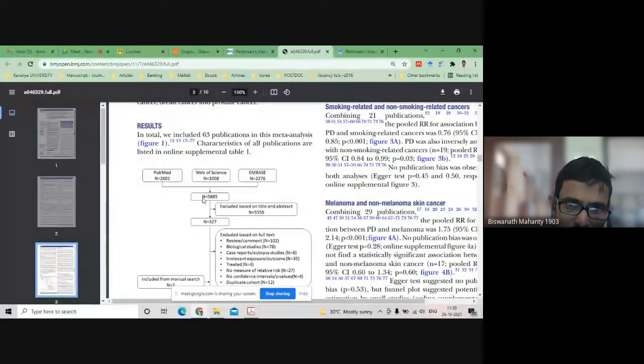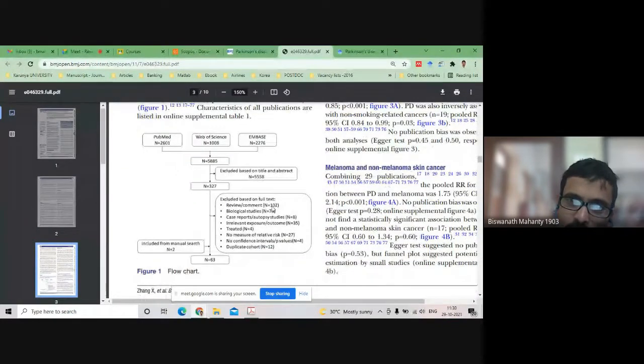Combining all together, 5,885 articles. Okay? Maybe there are some replicates, maybe the same article may be coming together. So you have to remove the duplicates. Then they are excluding on the title and abstract. What they have excluded? If they are not finding those words, they have removed them. So basically, after removing these, they are coming down to only 327. Out of that, 102 are reviews, 78 are, so for example, they are not considering them. They are saying that out of the 327, I am not considering reviews. I am not considering case reports. I only want to look at research papers, for example. Then I will cancel them.